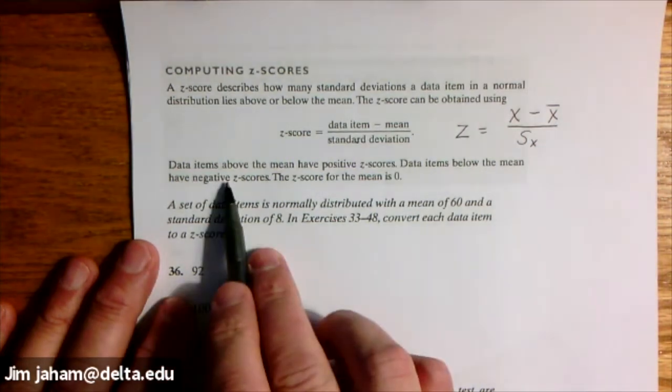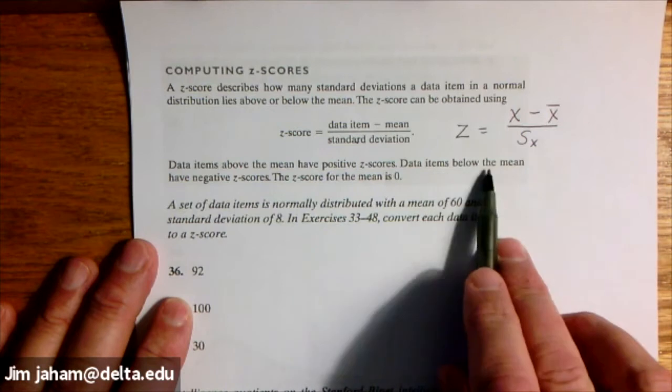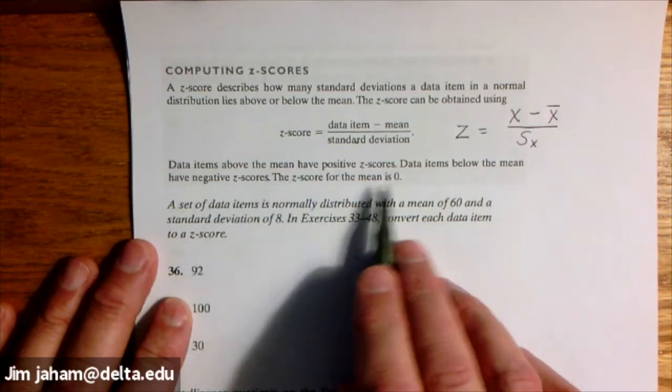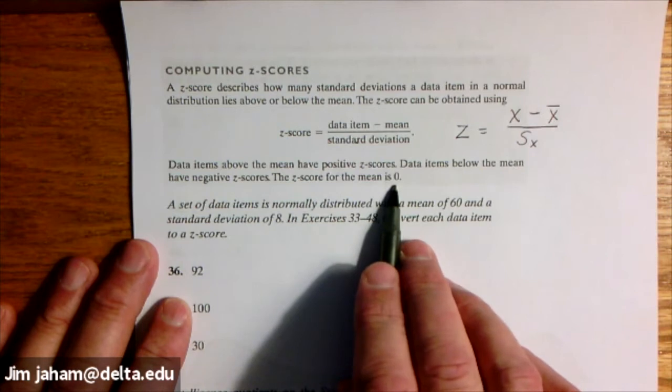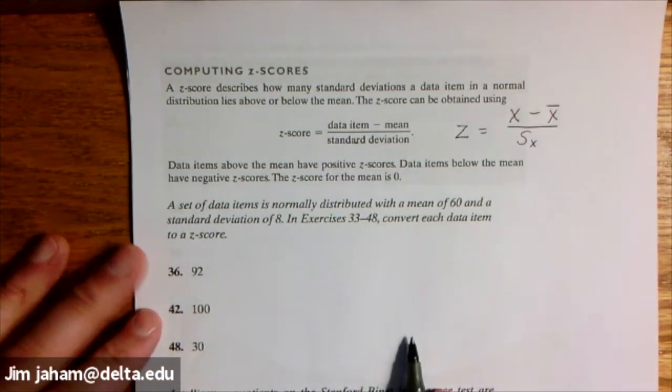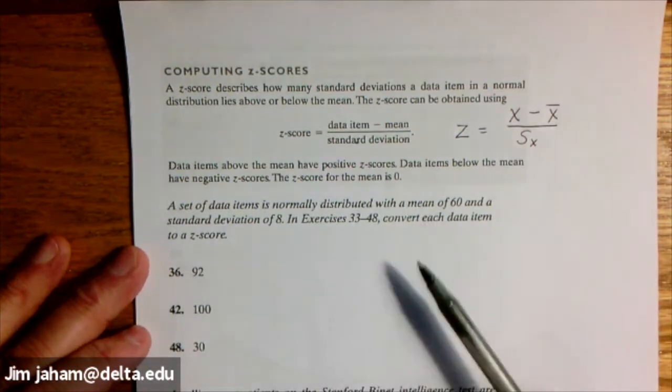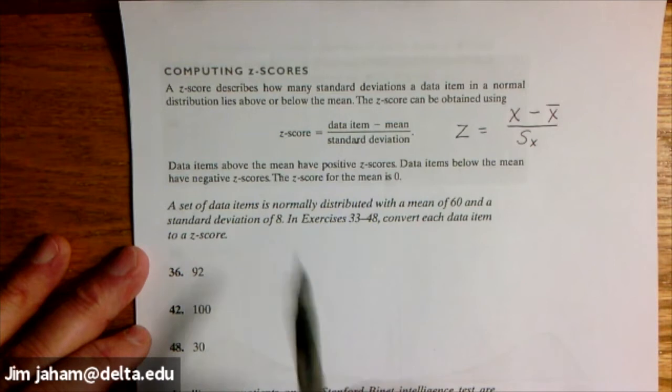Data items above the mean have positive z-scores, and data items below the mean have negative z-scores. The z-score for the mean is 0. I asked you that in the previous problem. So without drawing the graph here, we're going to calculate the z-score of 92.